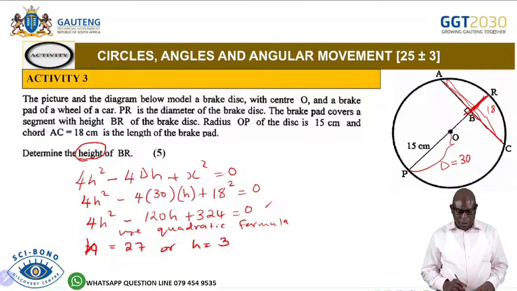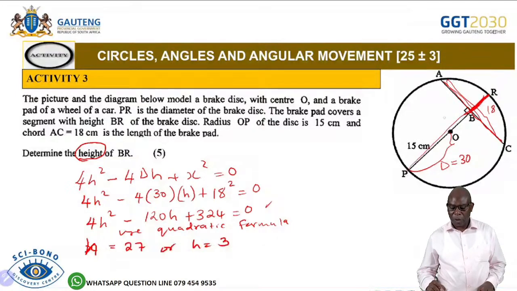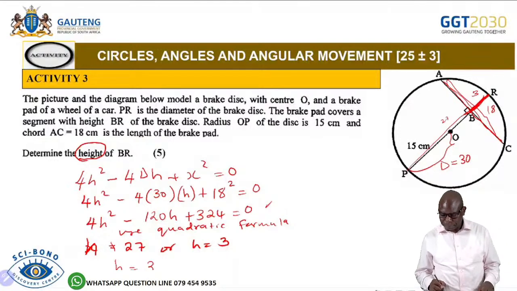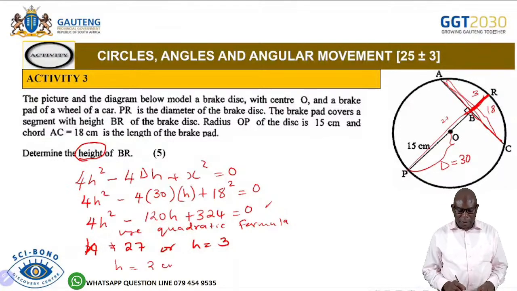But we know that h cannot be 27, BR cannot be 27 there. That line is too short to be 27. So the other height will be 27, and that other height will be 3. So in other words, I'll take the one which says h equals 3. That one will not be correct. So that's 3 centimeters.